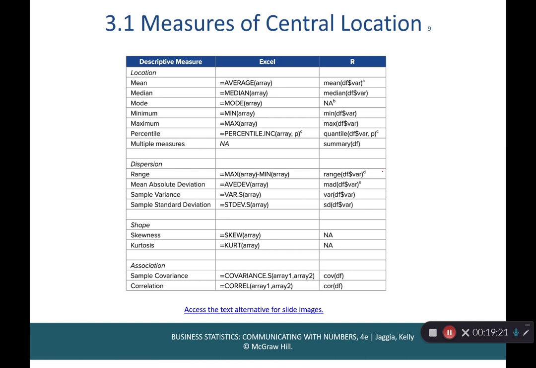And how you can calculate them in Excel. So far we've talked about mean, median, and mode. And these are the Excel functions that you can use on a data set.